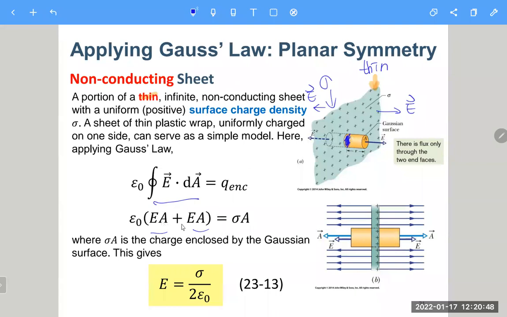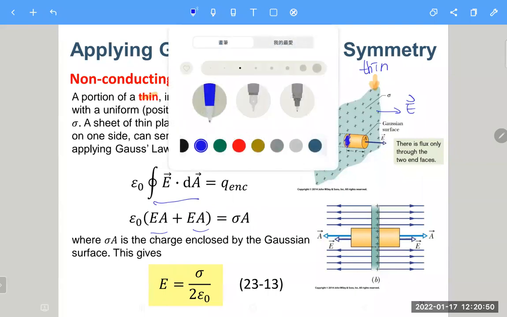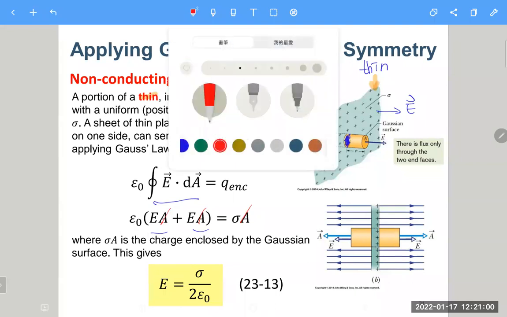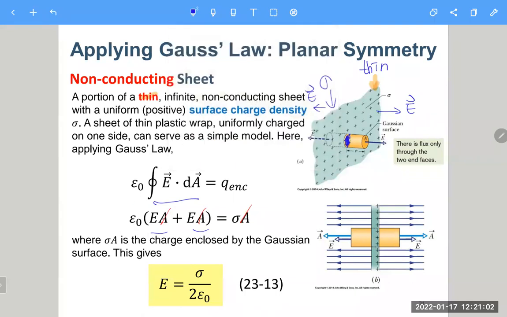Similarly, we can just cancel A, and finally on the left side we have 2 epsilon naught E equals sigma. So finally, we get E to be sigma over 2 epsilon naught.